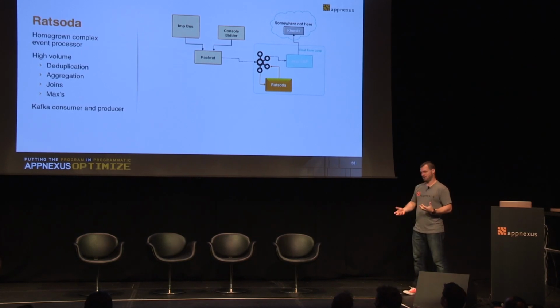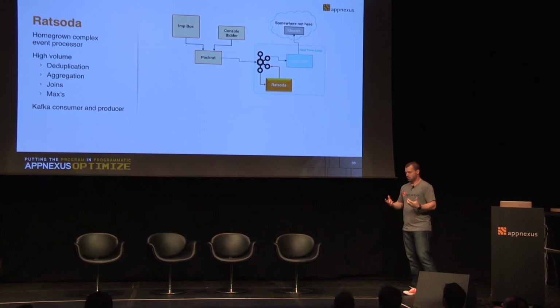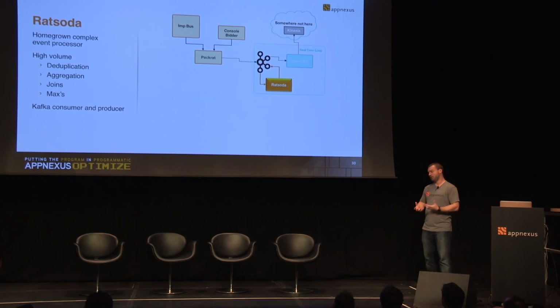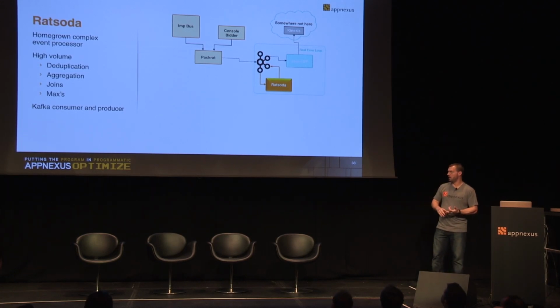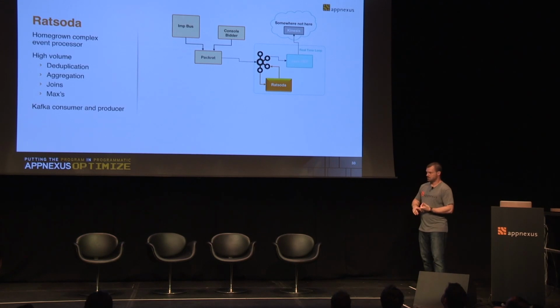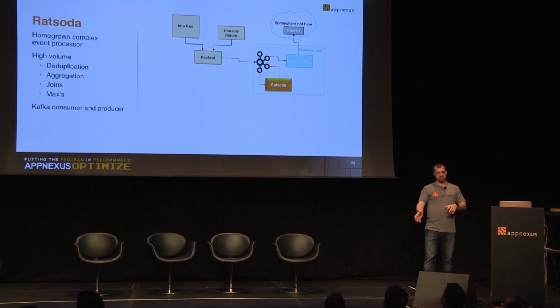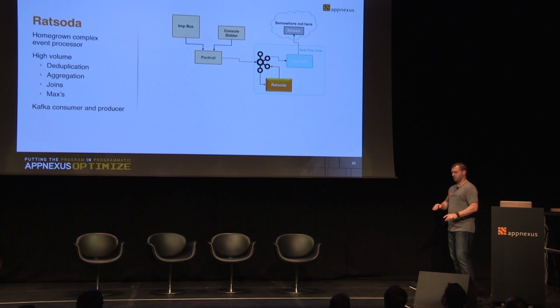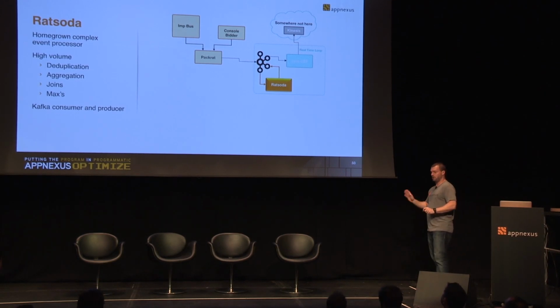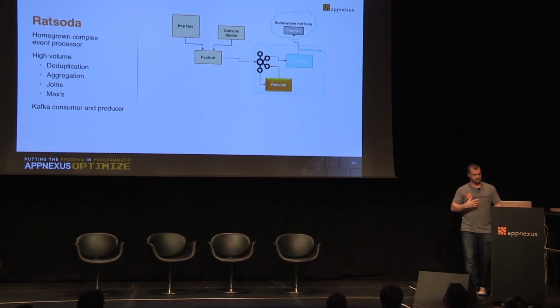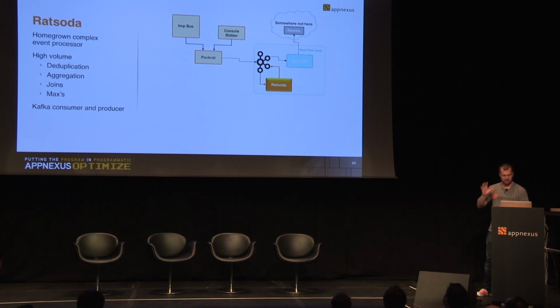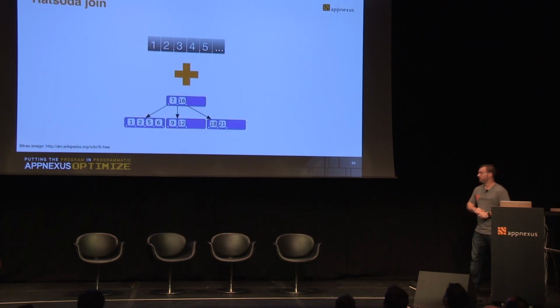Because we have a structured message, we can do complex event processing things, right? Like deduplication, aggregation, joins, maxes, things like that. We can do all those things in a generic fashion, actually using reflection in C. I can talk you through how that works a little bit, but I don't want to give away too much. We do this at very, very high volume and high speed for all of the objects that we care to process this way on our platform. This is Rat Soda. A little bit about the join here.